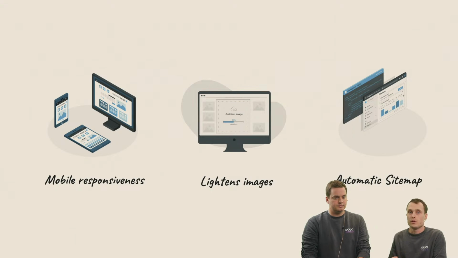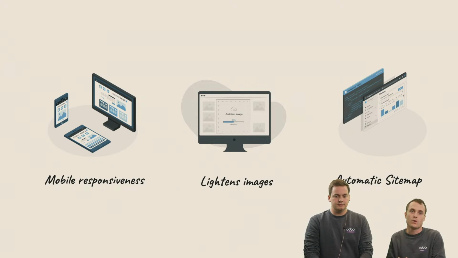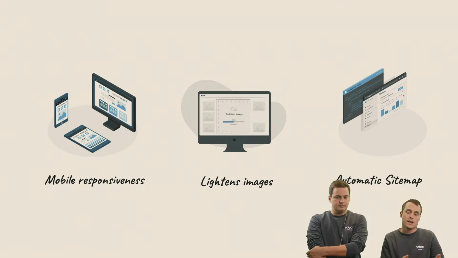When you upload an image on Odoo, Odoo is going to convert this image automatically into a format called WebP, which is a standard for search engine optimization, allowing you to keep good quality for the image, but with a lighter weight. And finally, it's also very important to communicate the structure of your website to the search engines.